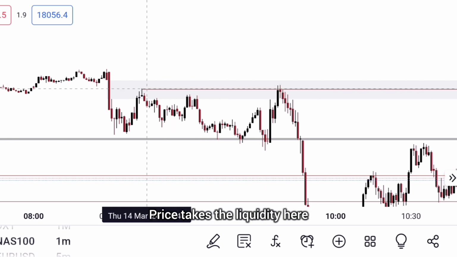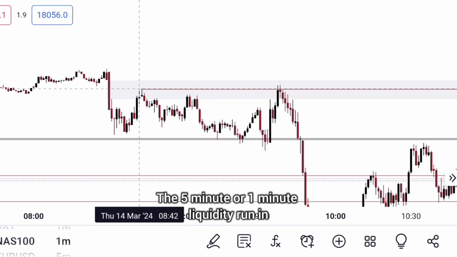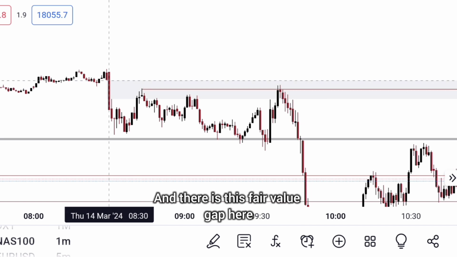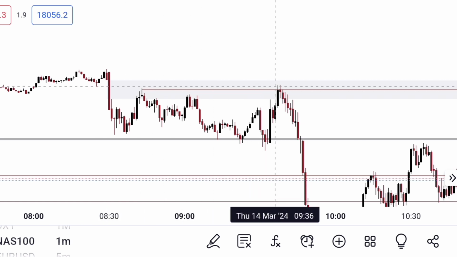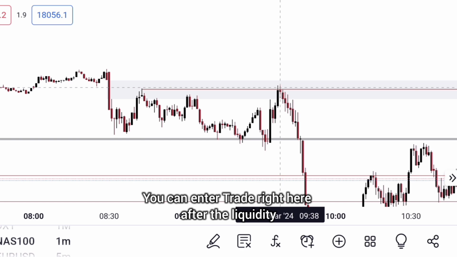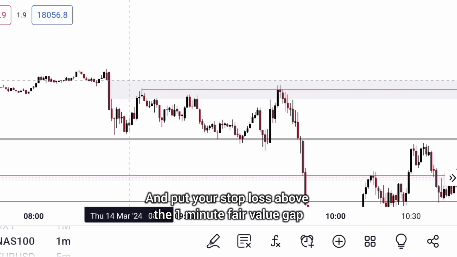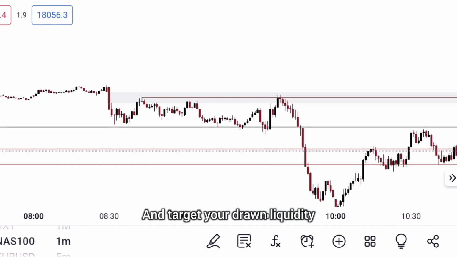Price takes the liquidity here, the 5-minute or 1 minute liquidity run in the opposite direction, and there is this fair value gap here. Price comes here, you can enter the trade right here after the liquidity has been taken, and put your stop loss above the 1 minute fair value gap and target your draw on liquidity.